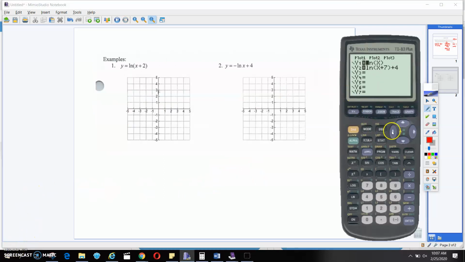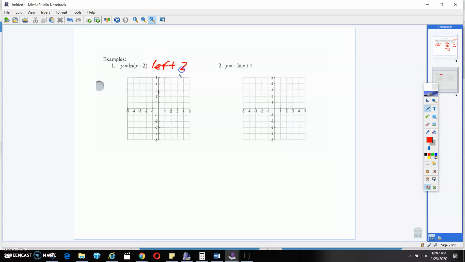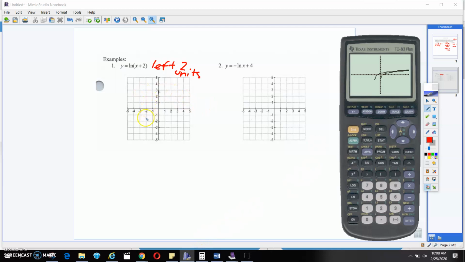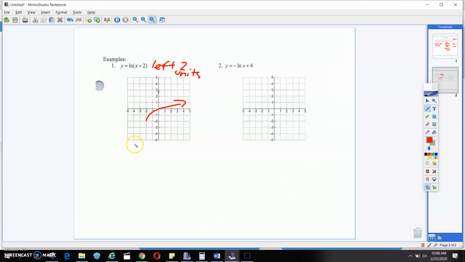So we're going to go in and we're going to say ln of x plus 2. And then we're going to put parentheses around the whole thing. And then we're going to hit graph. And we're going to notice that it goes to the left 2 units. Okay? When we graph this, I don't care how you graph this, as long as you pick the right graph, because you'll never be asked to actually graph it. So the graph's going to look something like that. Okay? And if you want to put the parent function on there, that's totally fine as well.